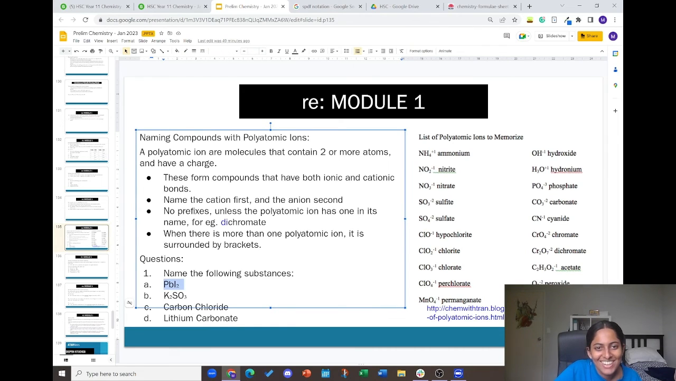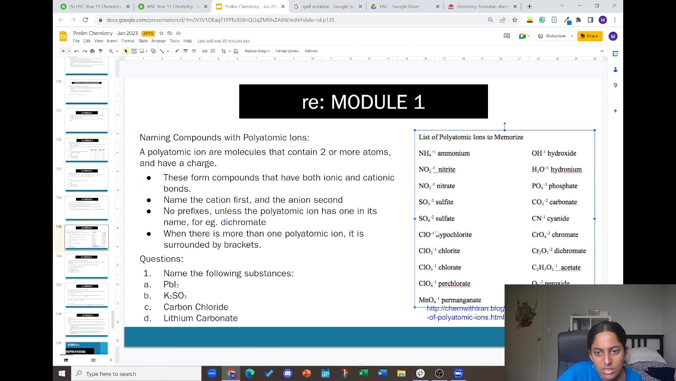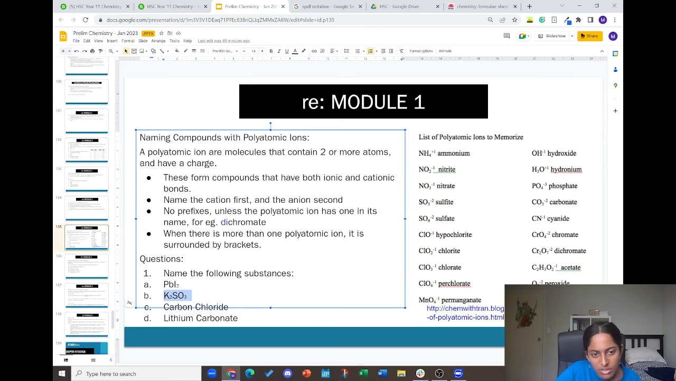So for example, the first one's not really polyatomic, so I don't know why it's there. But if we look at the second one, it's K2SO3. So firstly, you name the cation part. In this case, it's potassium, so therefore it's just potassium. And then we look at what SO3 is. SO3 is sulfite, so therefore it'll be potassium sulfite.